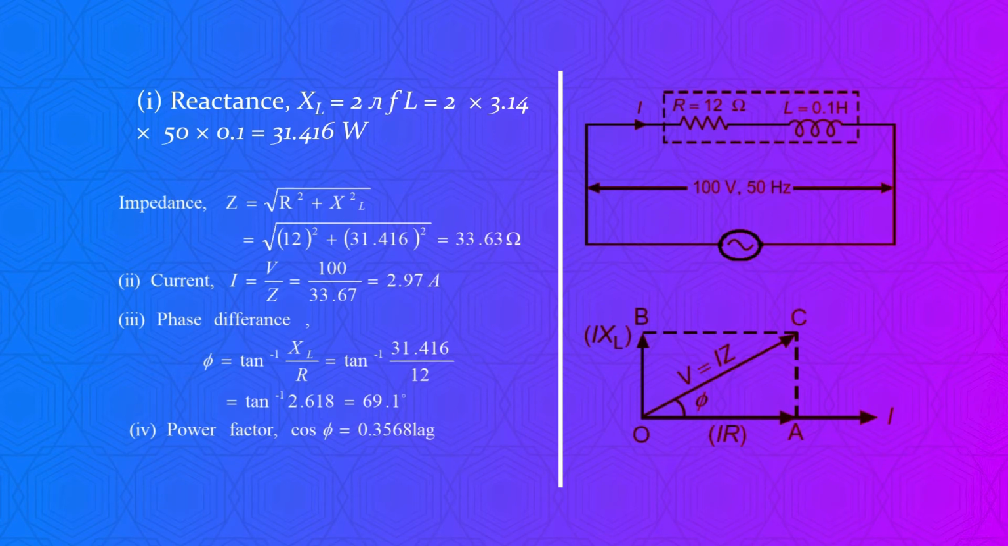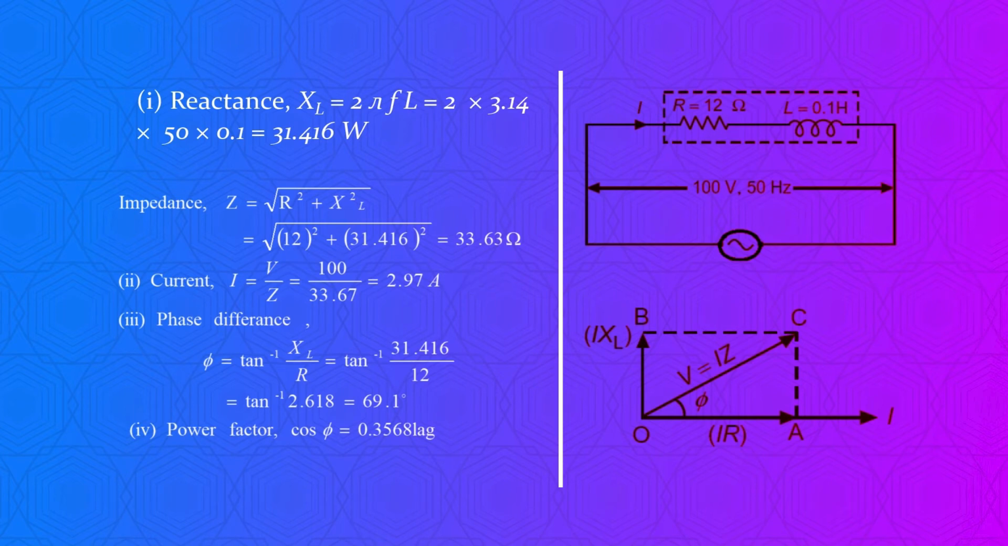It can be written as voltage divided by the impedance of the circuit. And the impedance of the circuit you have already calculated, that is 33.63. So just put the value of voltage and impedance in this equation, that is current I equal to V upon Z. So it comes to 2.97 ampere.